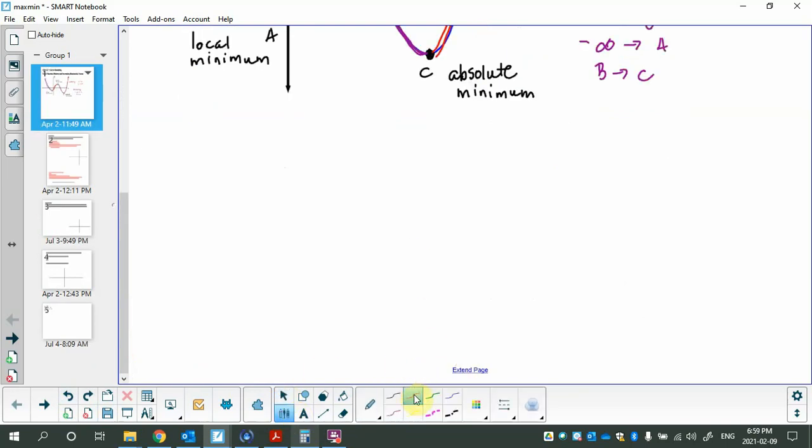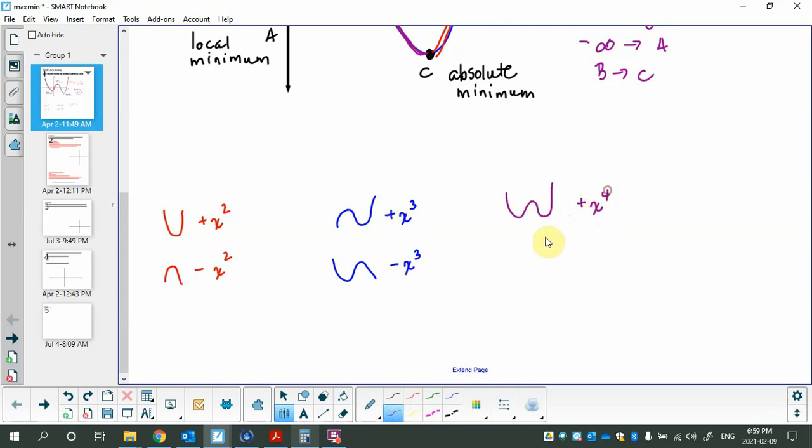I kind of hope that you remember that this is a positive degree 2 and this is a negative degree 2. I hope that you remember that this is a positive degree 3 and this is a negative degree 3. I hope that you remember that what I drew was a positive degree 4, all with y equals in front of it, and this is a negative degree 4. So those are some handy things to know.